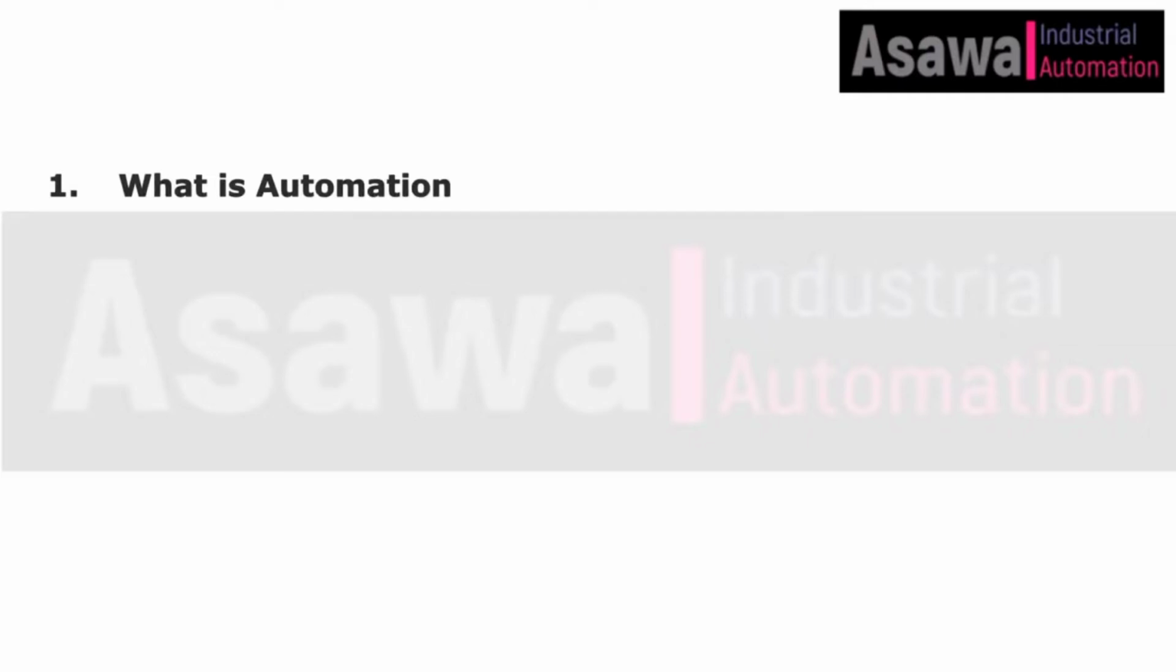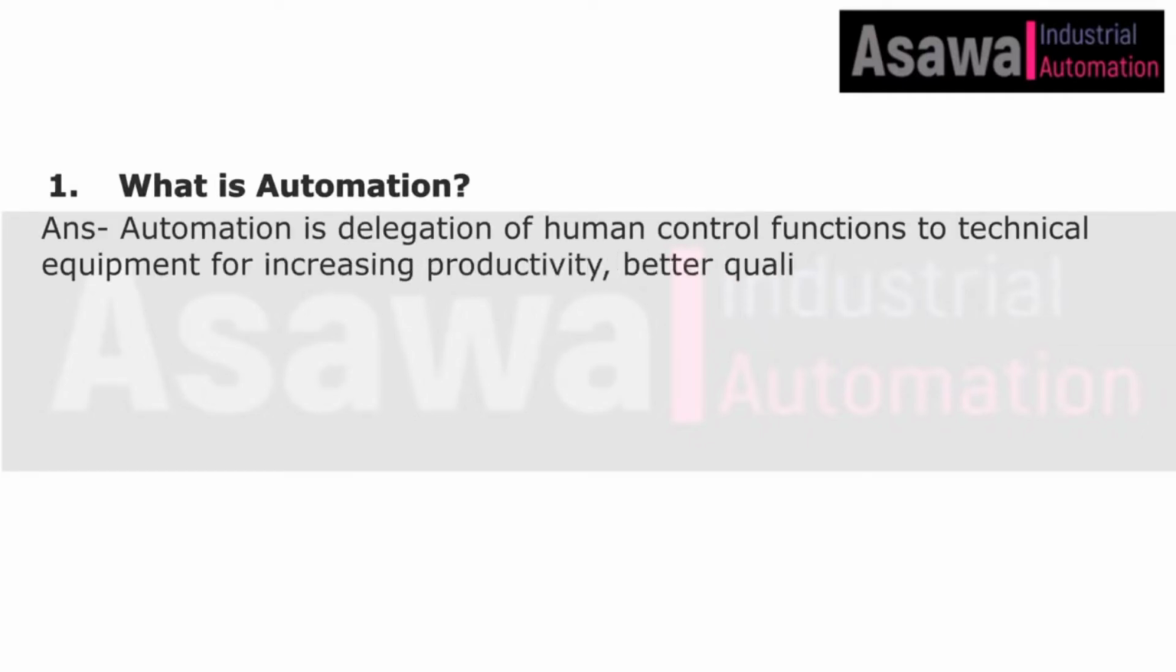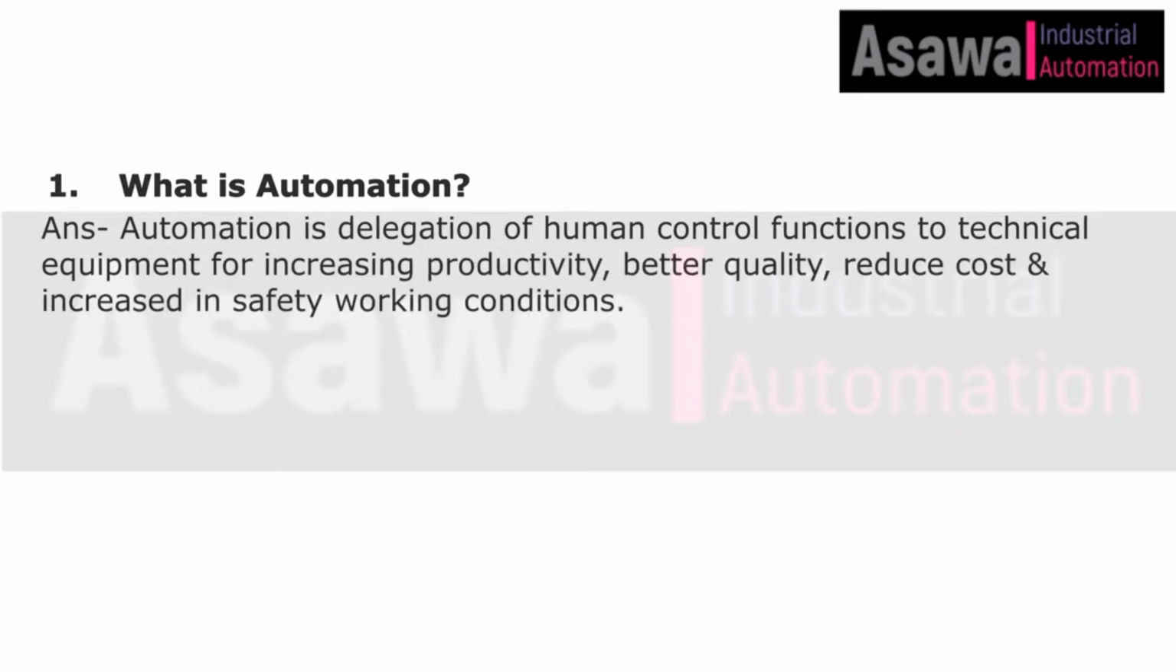Question 1. What is automation? Automation is delegation of human control functions to technical equipment for increasing productivity, better quality, reduced cost, and increased safety of working conditions.